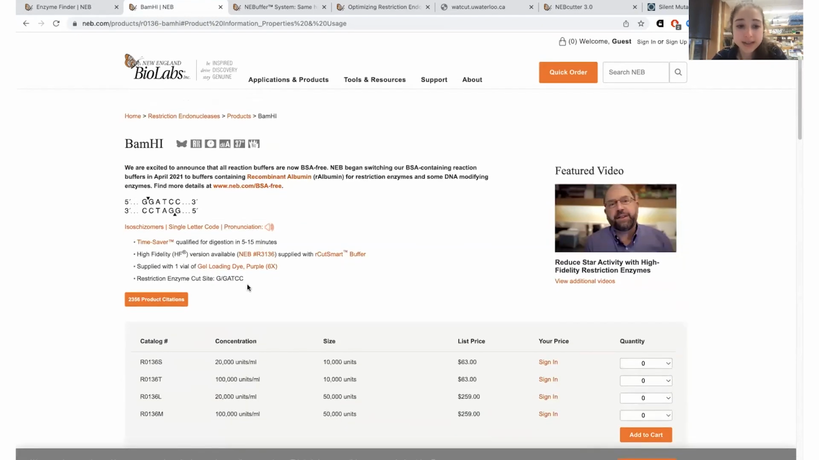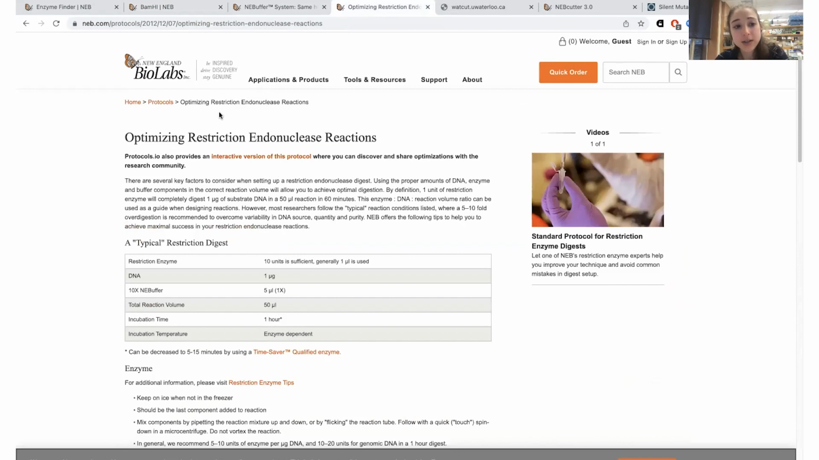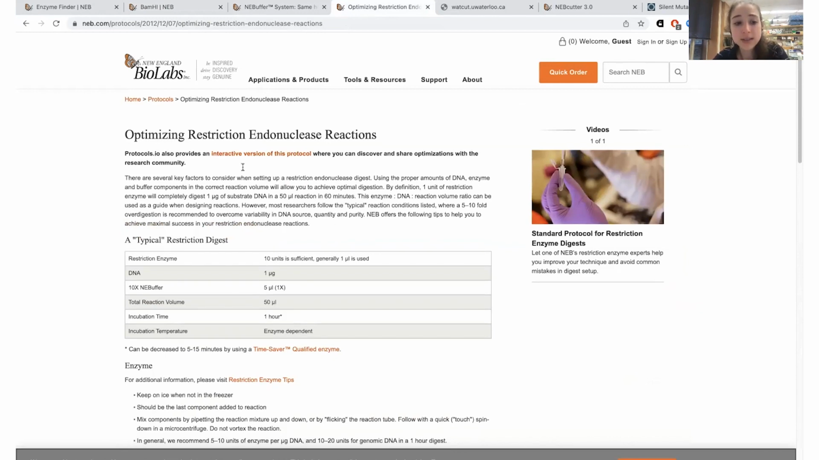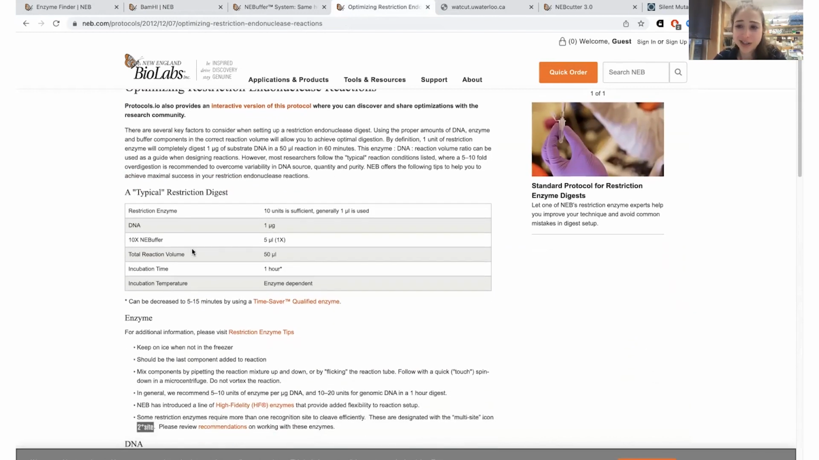So those are some various things to look at when you are planning out some sort of restriction enzyme digest, and they also have information about how to use these. A typical reaction is super duper simple. The buffer, when it comes, is a 10 times concentrate. So if you were doing a 50 microliter reaction, you would have 5 microliters of that.